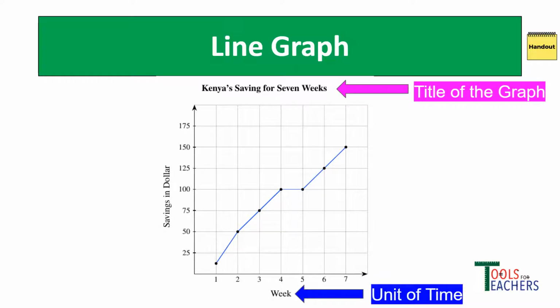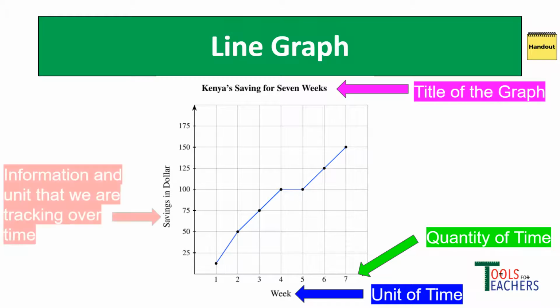We see the time is marked on the horizontal axis, known as the x-axis, and labeled week. We see the amount of money that Kenya has saved labeled on the vertical axis and labeled savings in dollars. Then we mark data points on the graph. We see that week 1, Kenya had about $12.